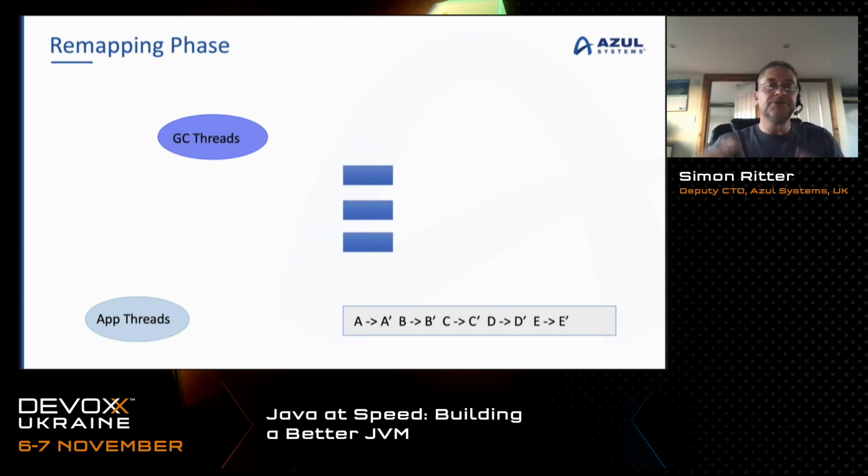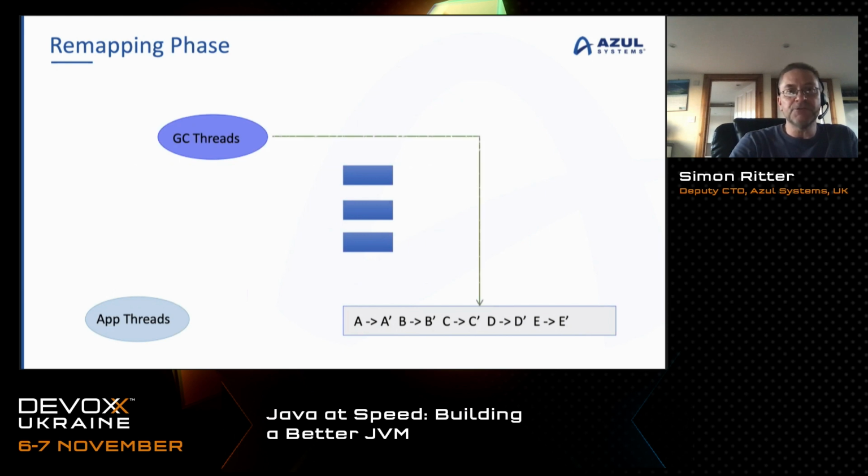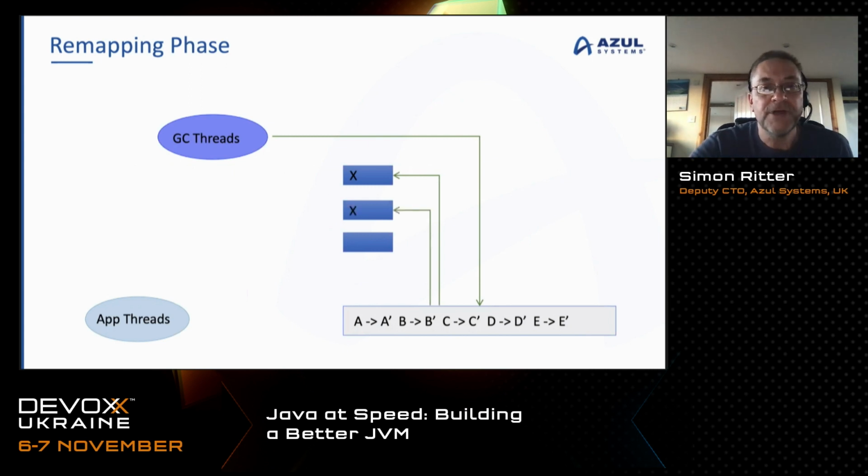So then we need the remapping phase, which is where we need to update the object headers to indicate the new address of the position where we've moved the object to. So again, what's going to happen here is that the garbage collection threads are going to start working their way through the table saying, okay, A has moved to A prime. So we'll update the address in the object header, and then we'll set the bit to indicate that has been updated. So we now know we don't need to do any more work. We can do that in parallel as well. So if we want multiple threads, again, no contention in terms of the object references.